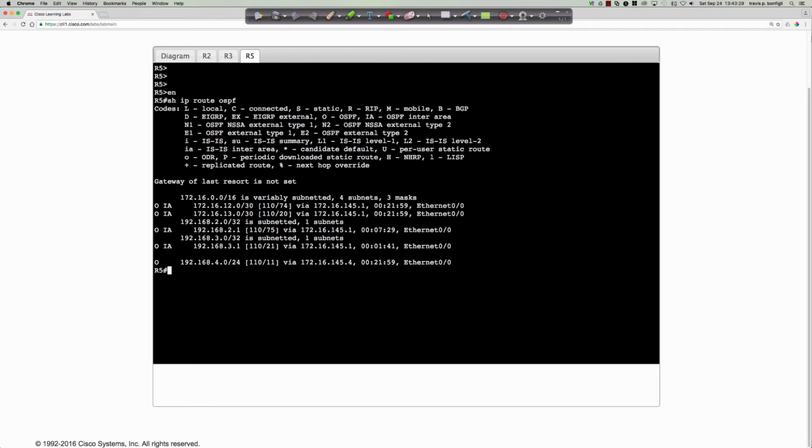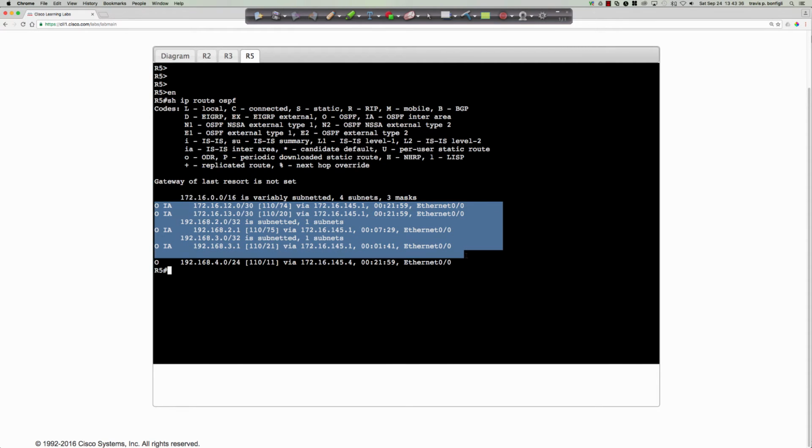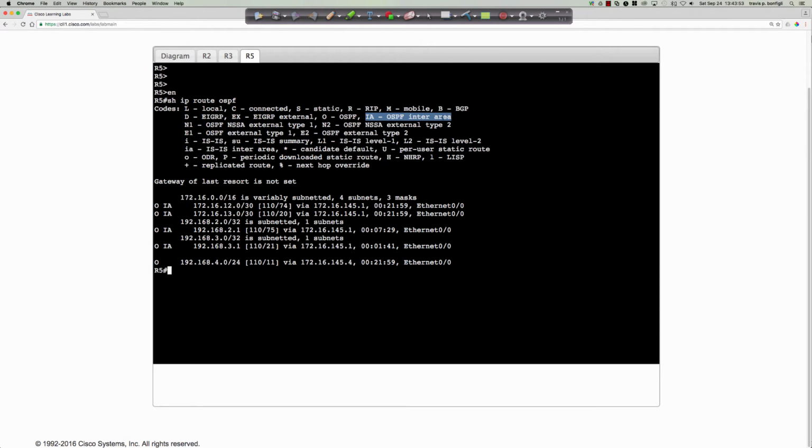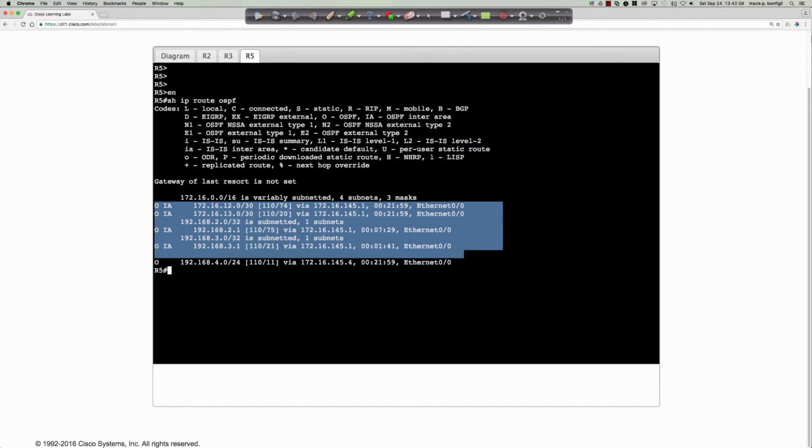Because what we want to take notice of here is that the routing information that router 5 is learning, all of these network segments here, with the exception, I'll stop right before that last one. So these first 4 network prefixes, they're all OIA, which means OSPF inter area, and you can see the code right up here. And what that means is that this is routing information from another area, an area that this router does not reside in.